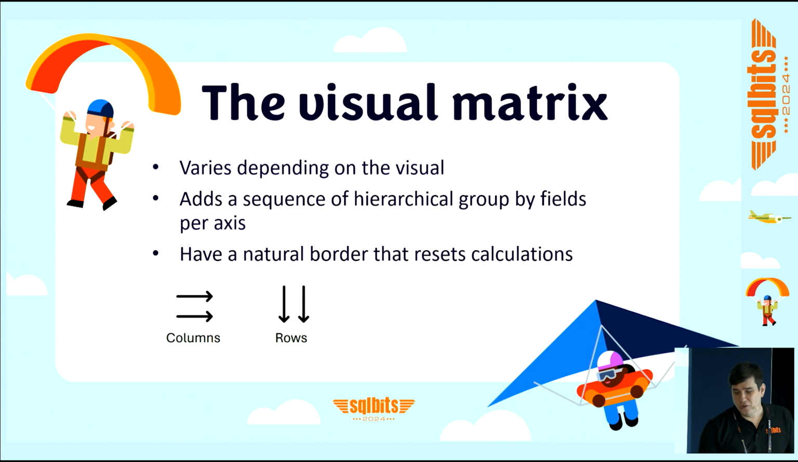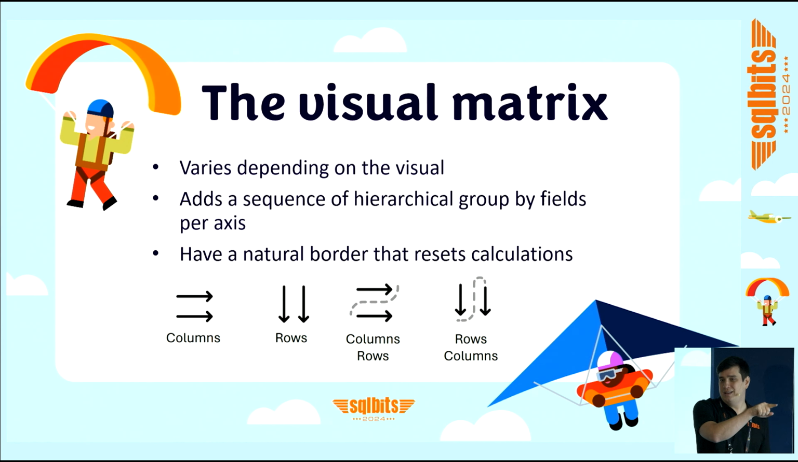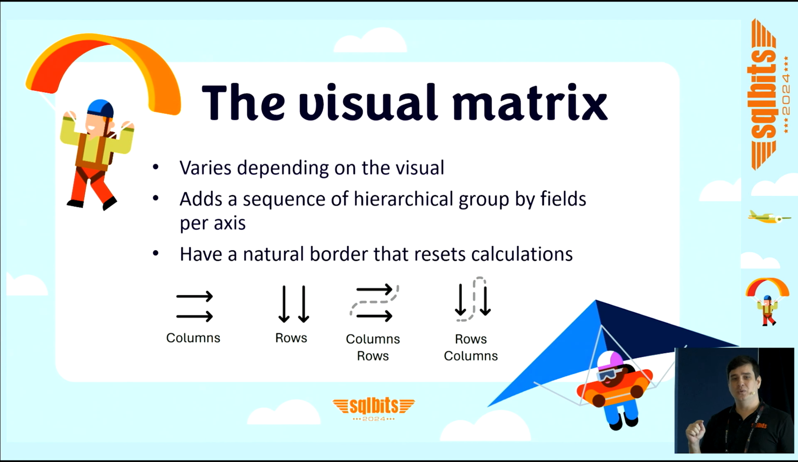So to solve that, they created the columns, rows and rows, columns axes. Whenever I am in the first row and I go through every column, when I go to the second row, the calculation keeps that memory of all the previous rows with that specific path. The icon choice here was perfect. It's very intuitive. So the visual matrix has a natural border that we can erase with columns, rows, or rows, columns.